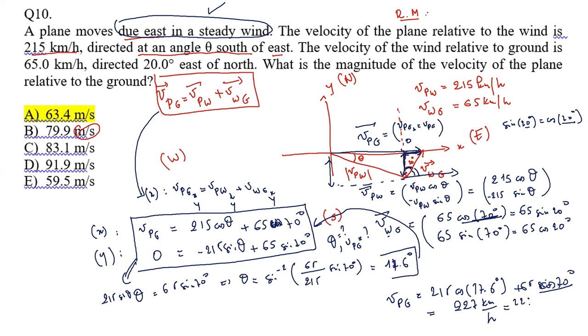You have to put it now in meters per second. It will be 227. You know that 1 kilometer is 1,000 meters, 1 hour is 3,600 seconds. So it will be just 227 divided by 3.6 meters per second. And this will give you 63.4 meters per second. Okay.